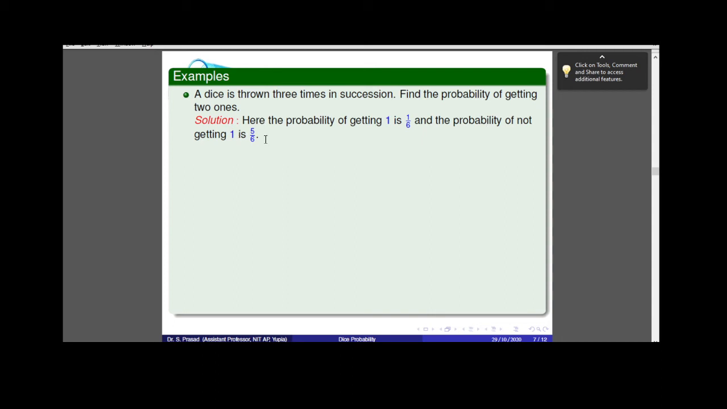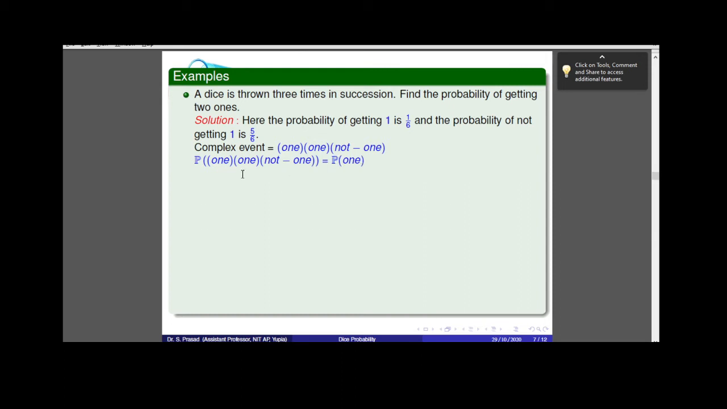Now we need the complex event. What is the complex event? Here it is the probability of getting two ones, but the dice is thrown 3 times, which means the space is filled by the 3 places given. Two times 1 occurs, 1 1, and the last element is filled by not 1. Now after that we find the probability of this complex event.